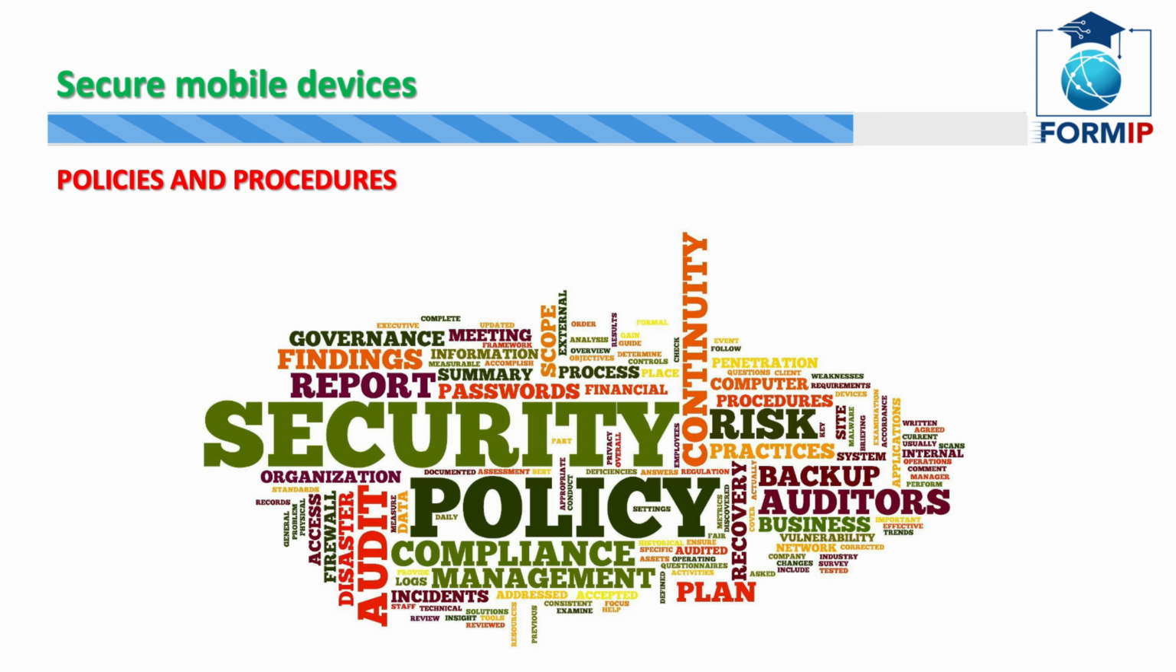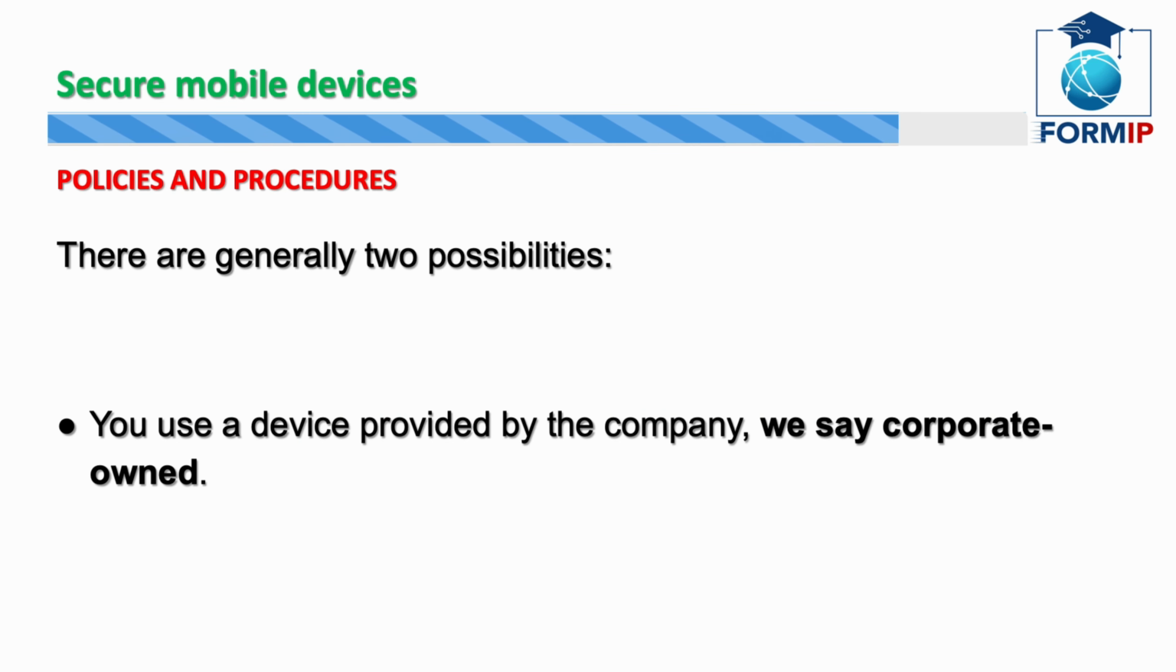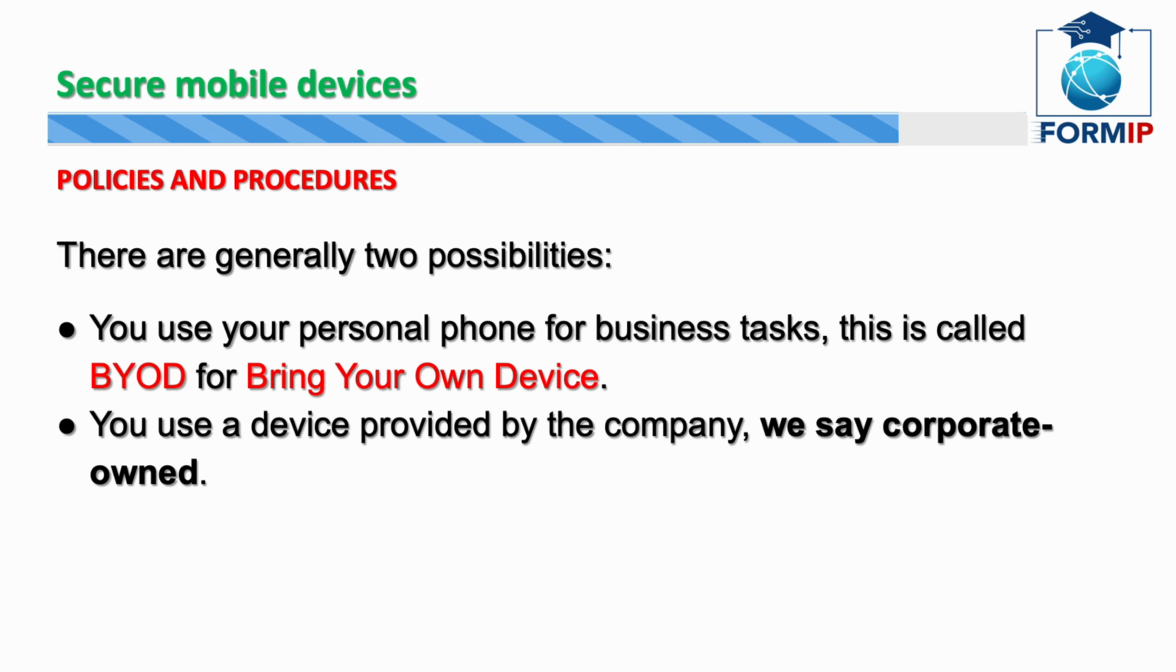Policies and procedures. The use of mobile devices in companies has become the norm, and for security reasons, their use is governed by internal company policies. There are generally two possibilities. You use your personal phone for work tasks. This is called BYOD, for Bring Your Own Device. Or you use a device provided by the company. We say corporate owned.